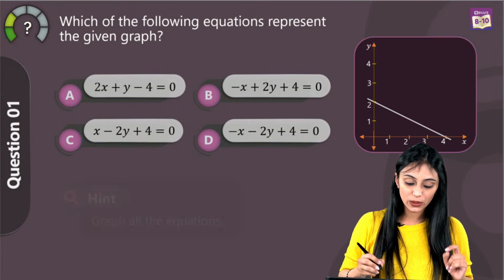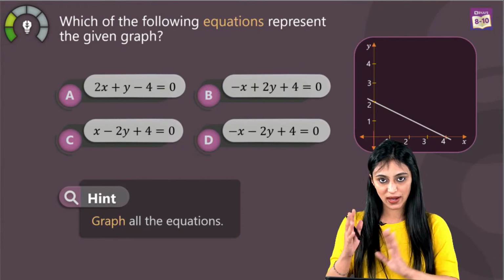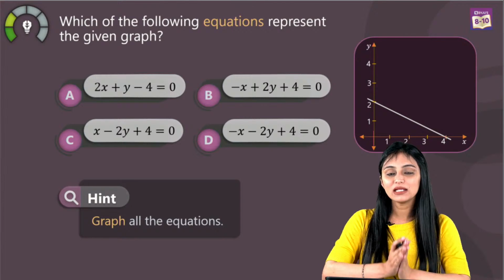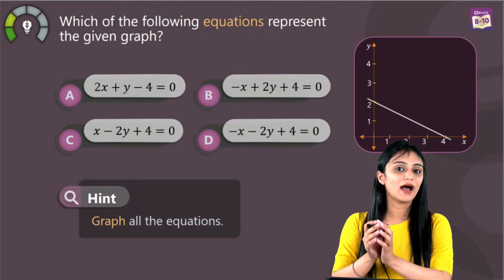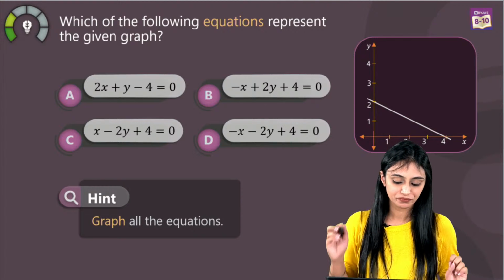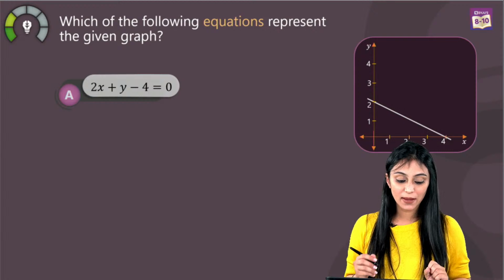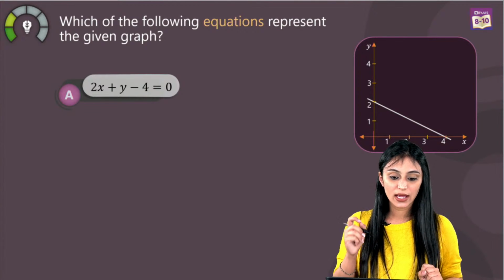What we will do is, we will graph these equations one by one. So, if it overlaps with the given graph, that means the equation is the graph of this particular question. Alright, so let's start off with part number A: 2x + y - 4 = 0.